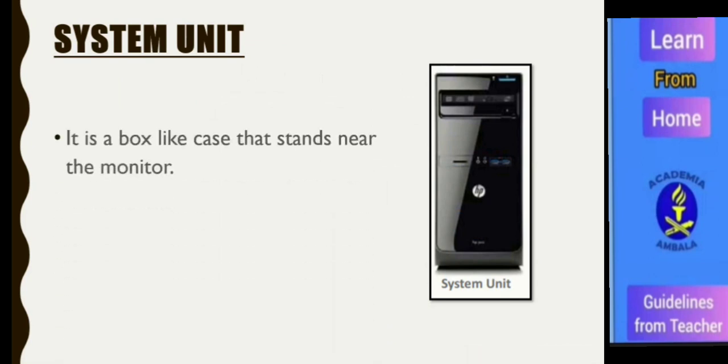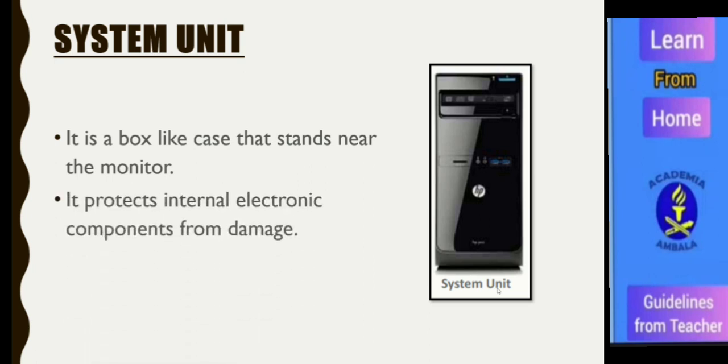System unit is a box-like case that stands near the monitor. This one, the one which you are viewing on your screen, is the system unit. It is the most important part of the computer system. It protects the internal electronic components of the computer system from damage. It is also called computer case. So students, as we all know, the electronic components and most storage devices in the computer reside inside the system unit.